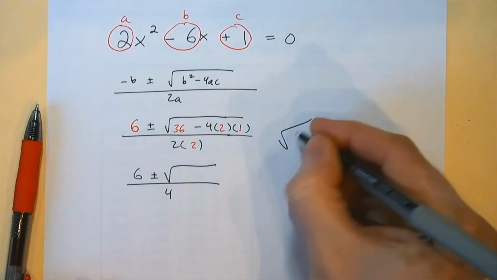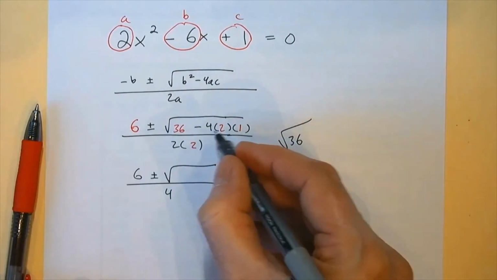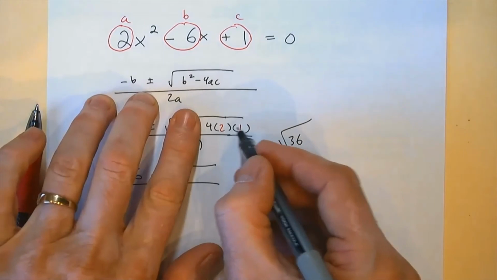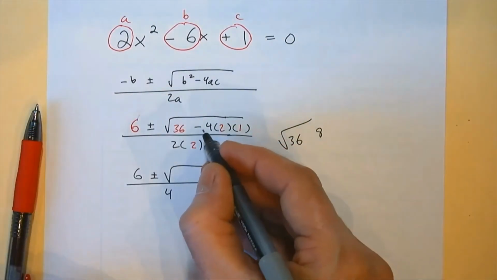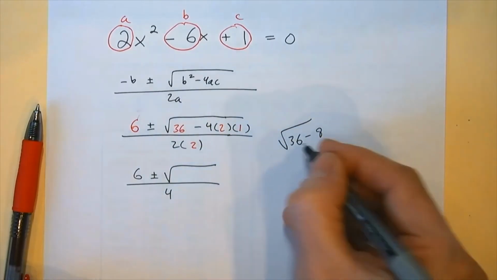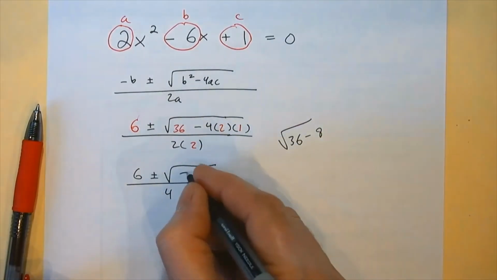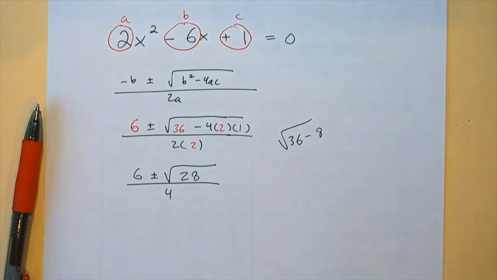So inside, the little scratch work here is 36. 4, 2, and 1. 4 times 2 times 1 is 8. Are you adding or subtracting? How many negatives do you see? Just 1. So that's a minus. 36 minus 8 is 28. And you might say, yay, I'm done because I don't know the square root of 28. You are not done. That is not the choice.